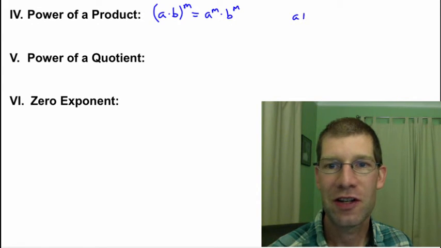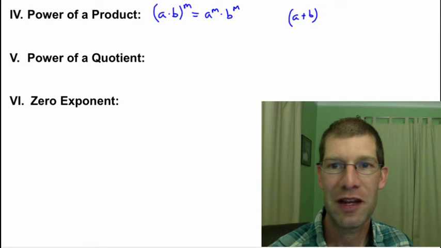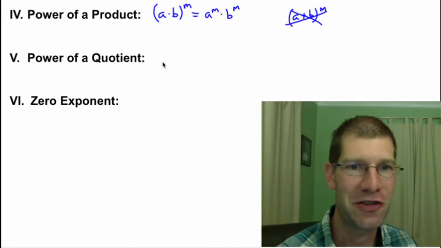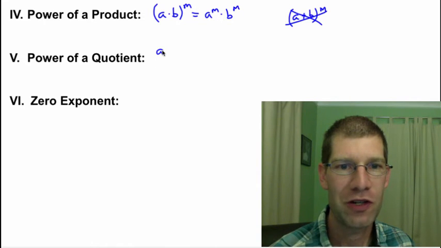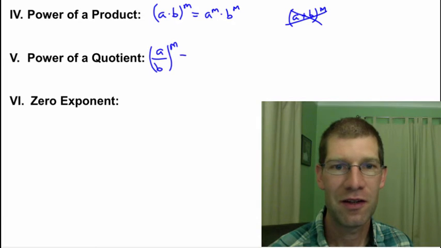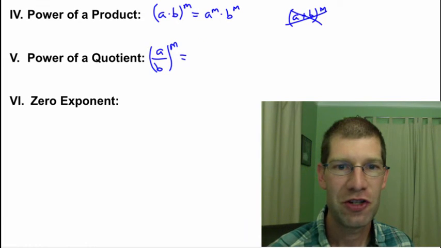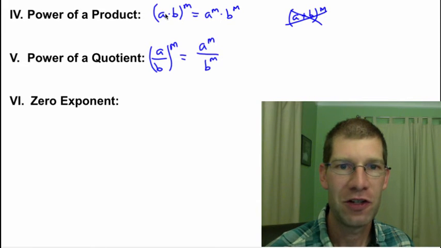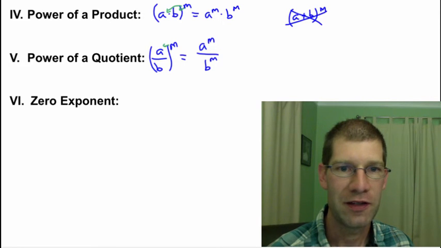Now if that had been addition, that doesn't work. If you have a plus b to the m, you can't say that's a to the m plus b to the m. That doesn't work. That's where you have to get into FOILing, and it gets crazy. All right, power of a quotient. Quotient is division. So we have a divided by b to the m, and that's the same sort of thing. If it was a minus b, you wouldn't distribute the exponent, but when it's division, you do. So you have a to the m divided by b to the m. You can look at it visually as though the m goes to both things.